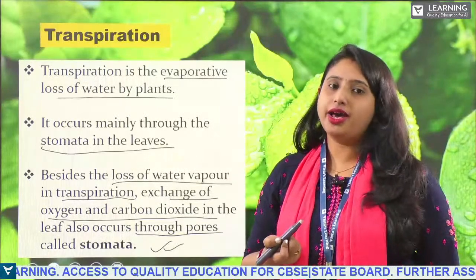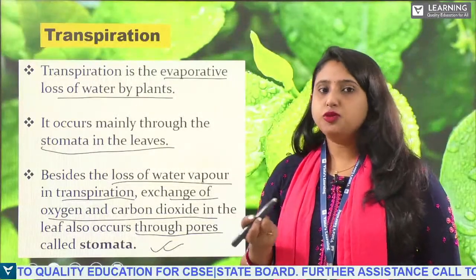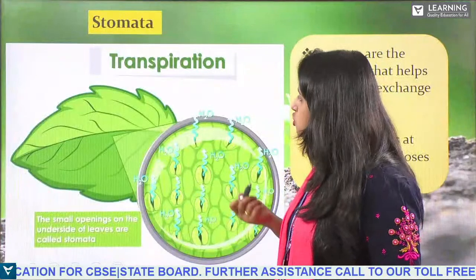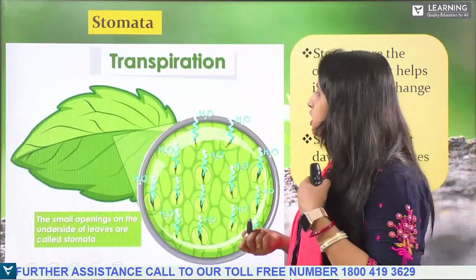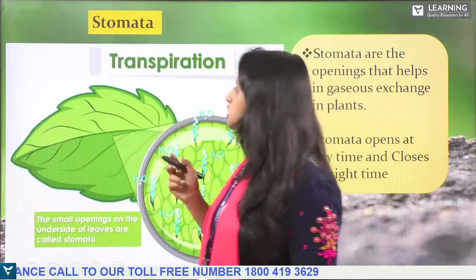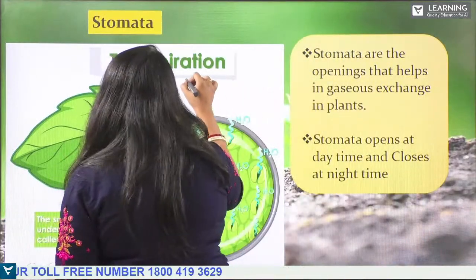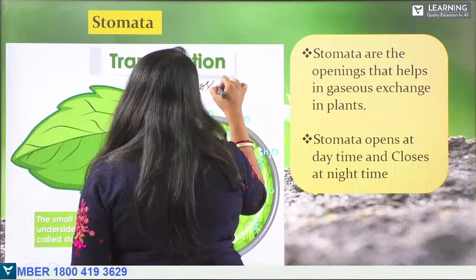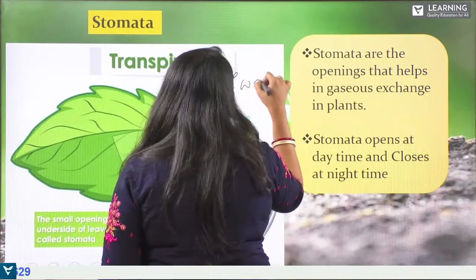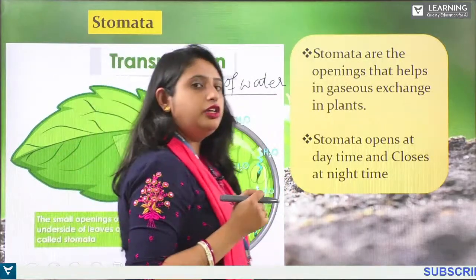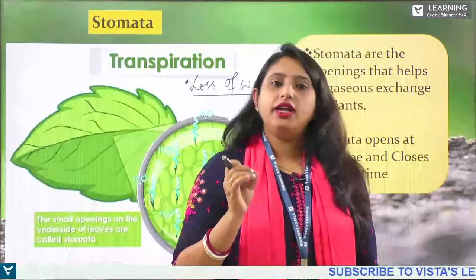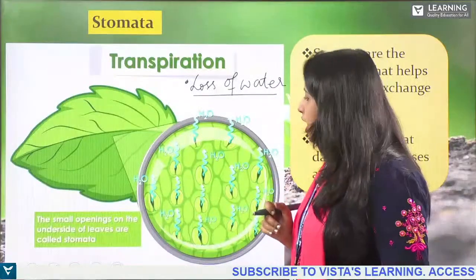That is exchange of gases, and the transpiration is the function of stomata. So let us learn the structure of stomata in detail. What happens in transpiration? In transpiration, loss of water takes place from the leaves, right? So stomata is responsible for gases exchange.